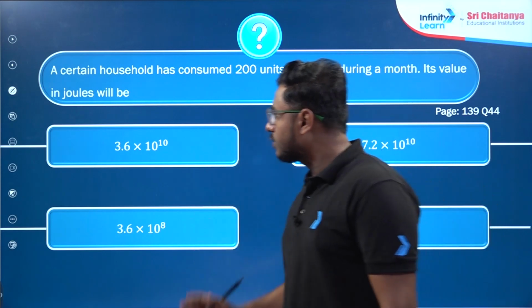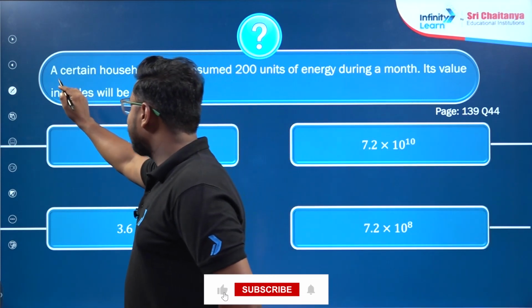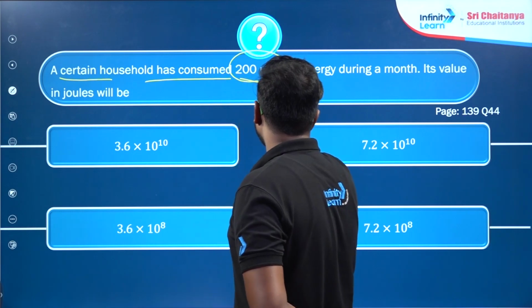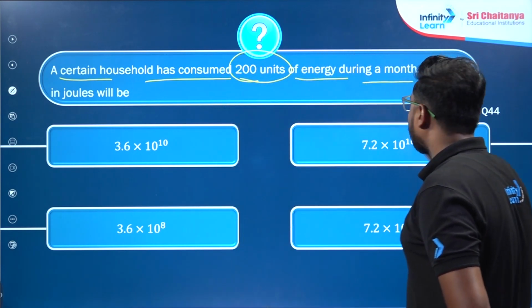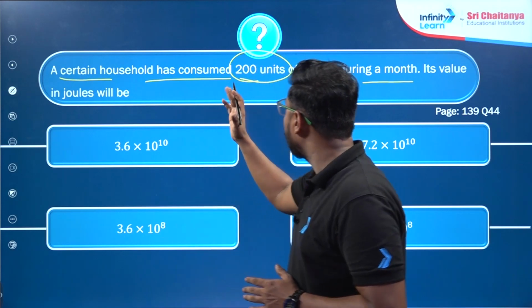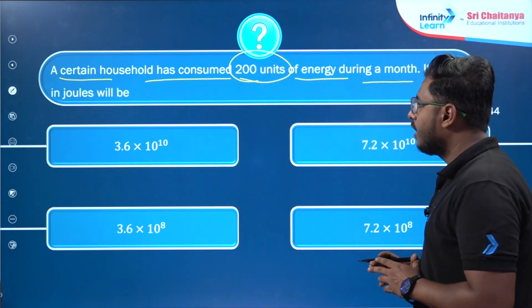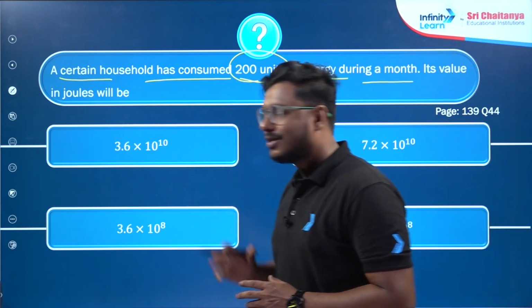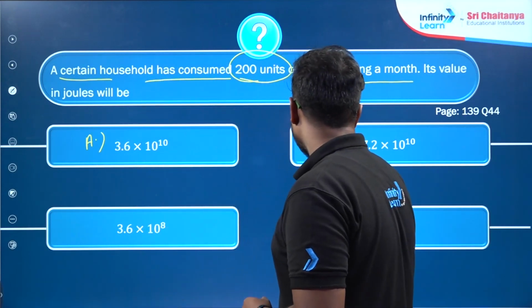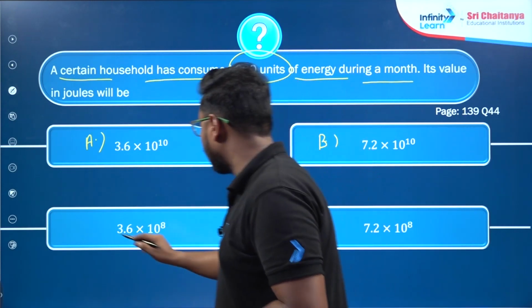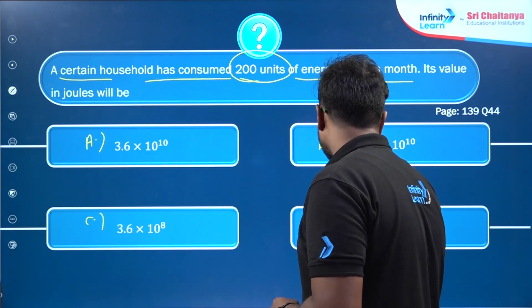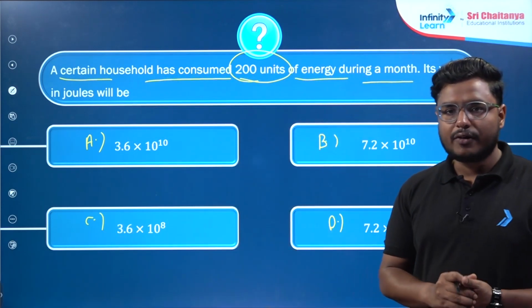First, let's read what this question is talking about. It's saying that a certain household has consumed 200 units of energy during a month. Okay, during the whole month, it is using 200 units of energy. Its value in joules will be: option A, 3.6 into 10 to the power 10; option B, 7.2 into 10 to the power 10; option C, 3.6 into 10 to the power 8; and option D, 7.2 into 10 to the power 8.